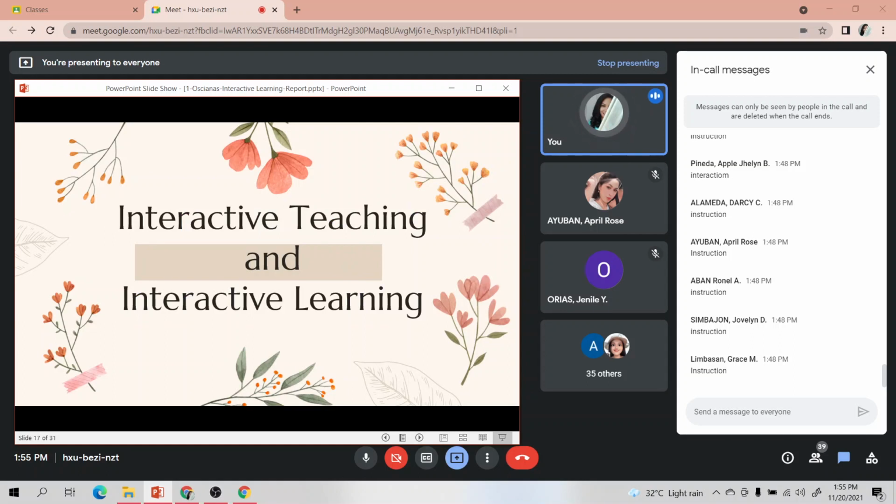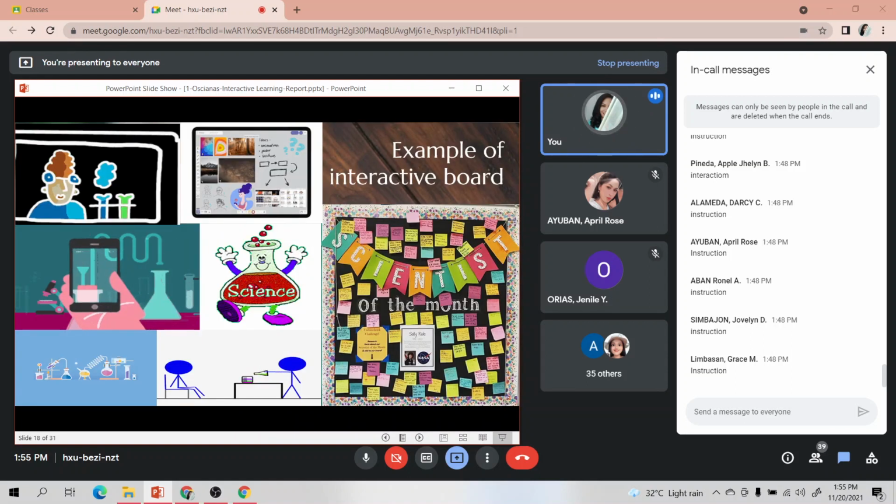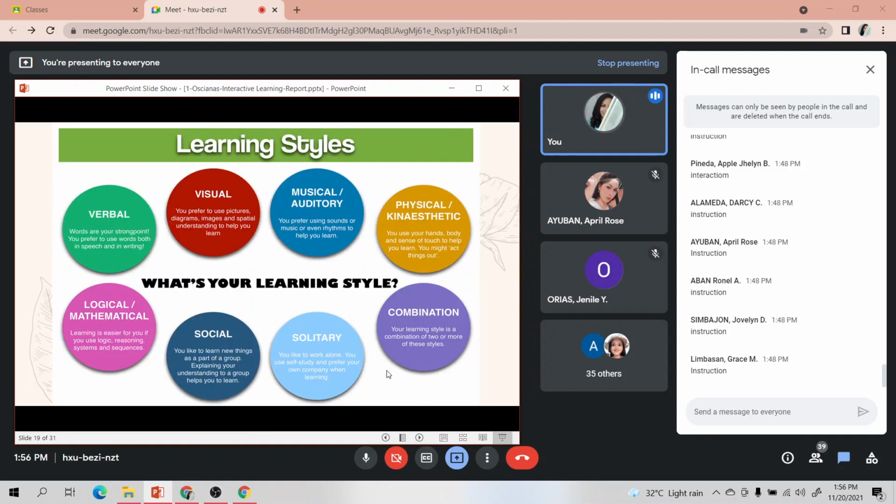Interactive teaching and interactive learning. Of course, if you have interactive teaching, you can have interactive learning. So you have to consider that the teacher's instruction should be interactive so that it results in interactive learning. This is an example of an interactive board in science. Usually, it is experiments. Experiments. And then, let's have this. So, learning styles.